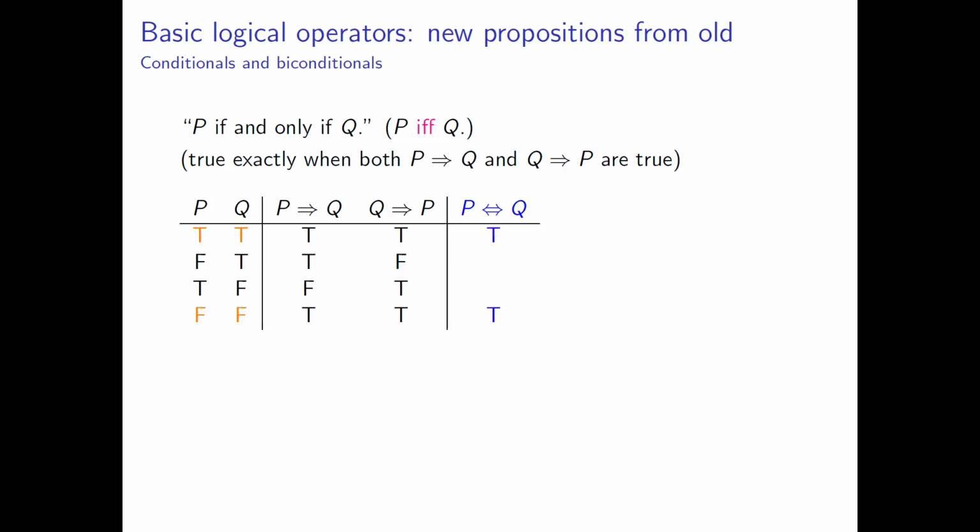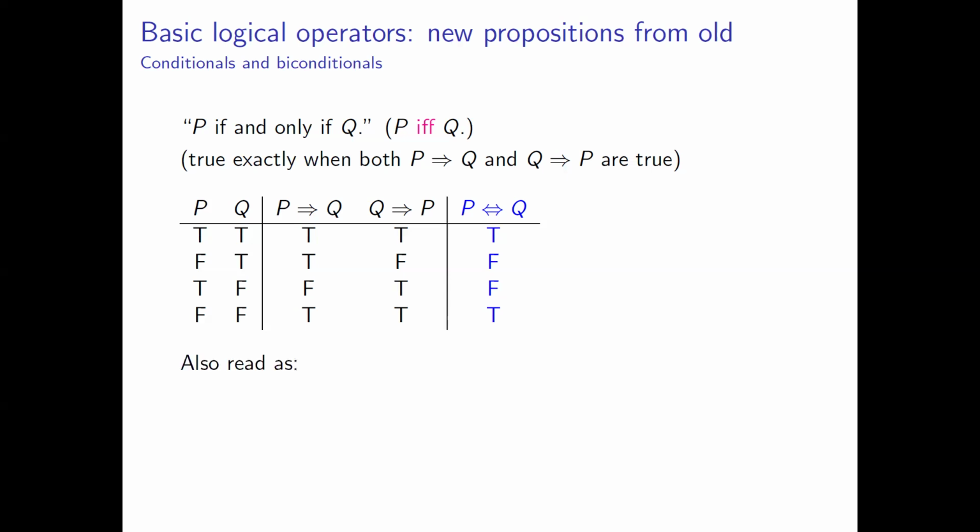So the statement P if and only if Q is true exactly when either both P and Q are true or both P and Q are false. In other words, the statement P if and only if Q is true exactly when P and Q have the same truth value and is false exactly when P and Q have different truth values.